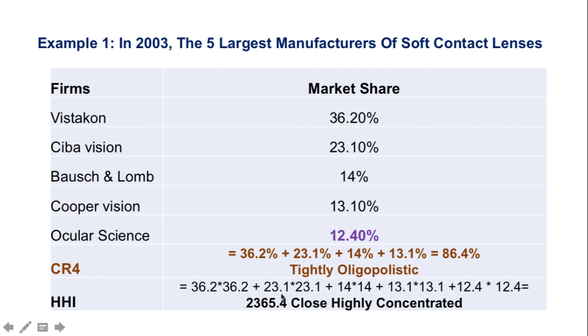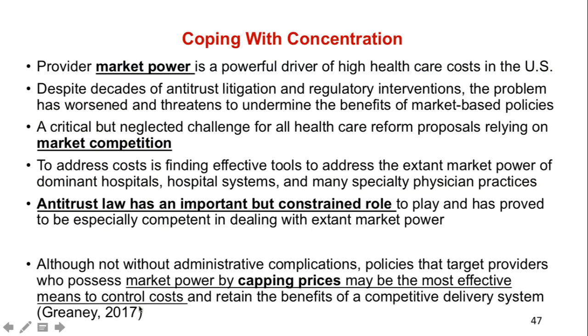If we use the HHI, we square them, multiplying each of them by itself, and then add them up. And then we see that this is close to highly concentrated. So this confirms our first calculation by CR4. Now, what can we do about concentration?